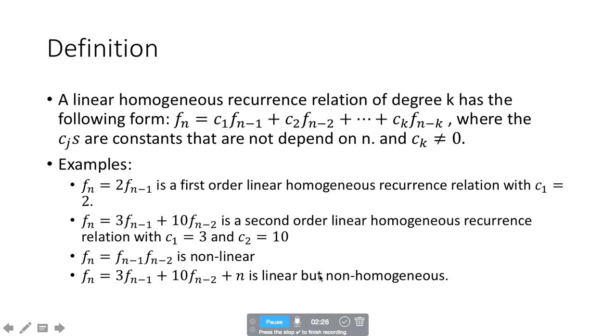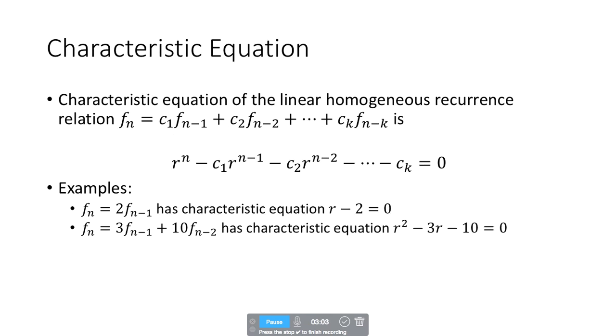Now, what does non-homogeneous mean? Let's say Fn equals 3 Fn minus 1 plus 10 Fn minus 2 plus n. This is linear, but it's non-homogeneous because you add an n, which is not a term in this sequence. For this course, I just need students to understand how to solve linear homogeneous recurrence relations of first order or second order.